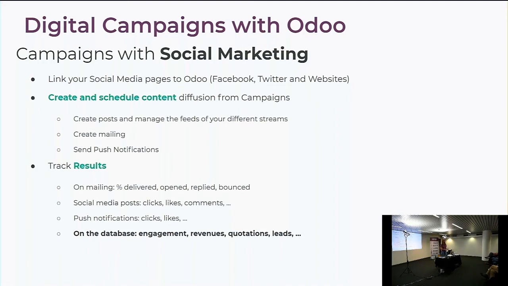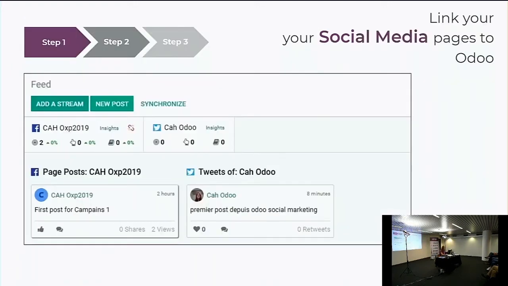And here, the main advantage is that you have a real link between your database, so all your applications, and that new social app. And so you don't need anymore to go on Facebook to see the result of your post on Facebook, to go on Twitter to see the result of your tweet on Twitter. You have everything in a single place, and you can see from a campaign how many, let's say, quotations you created, how much revenue you made on the campaign, and so on. So everything is in a single place. Okay, so the three steps.